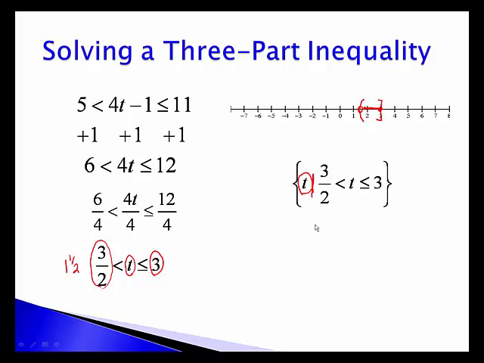So it's 3 halves is less than t, which is less than or equal to 3. Writing the interval notation once you have the number line is pretty much a piece of cake. It's open parentheses, 3 halves, or if you wrote that as 1 1/2, that would be fine, comma, 3, and then notice that your parentheses and your brackets look exactly like they do on the number line. So it's open parentheses, 3 halves, comma, 3, close bracket.